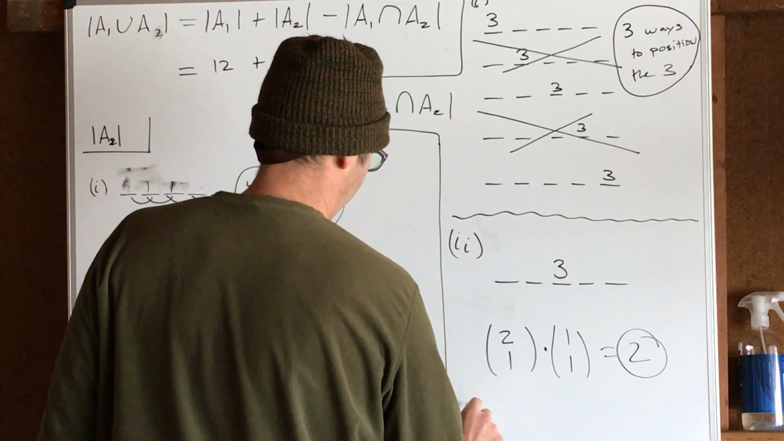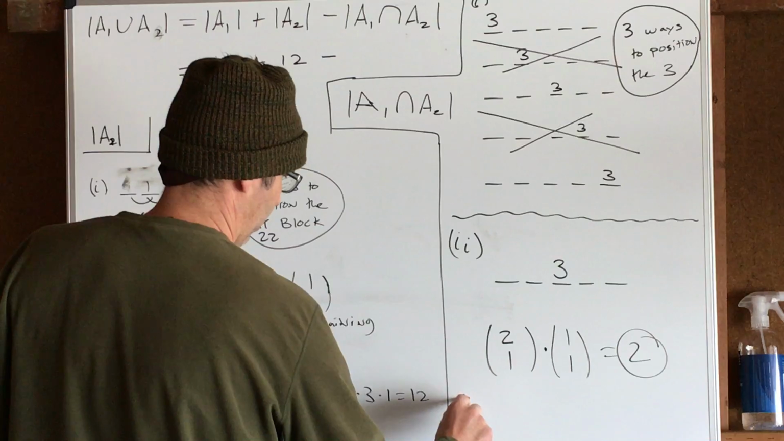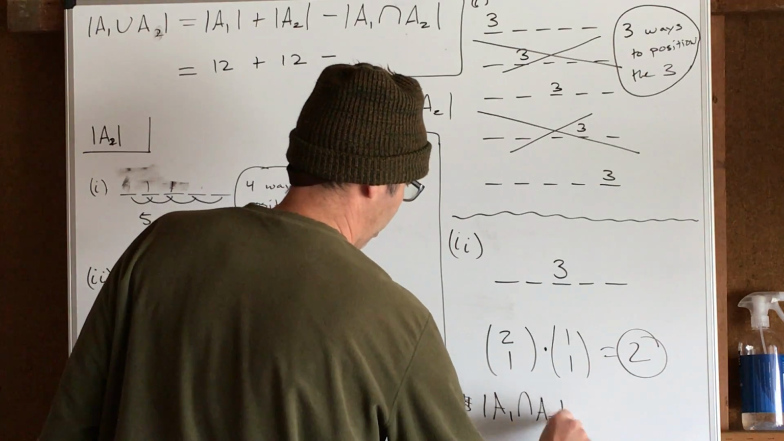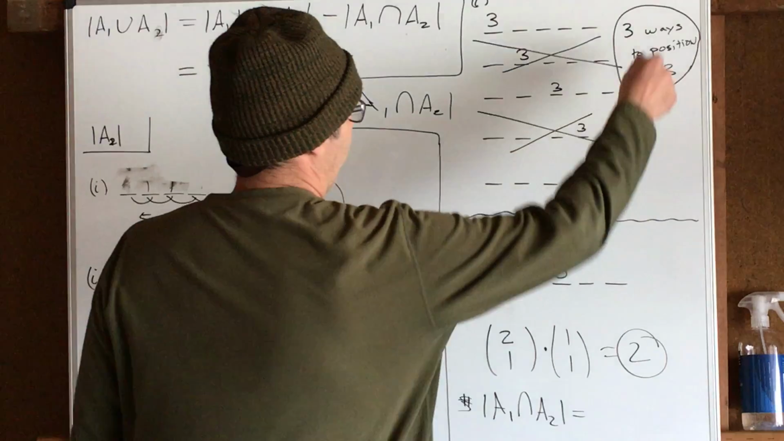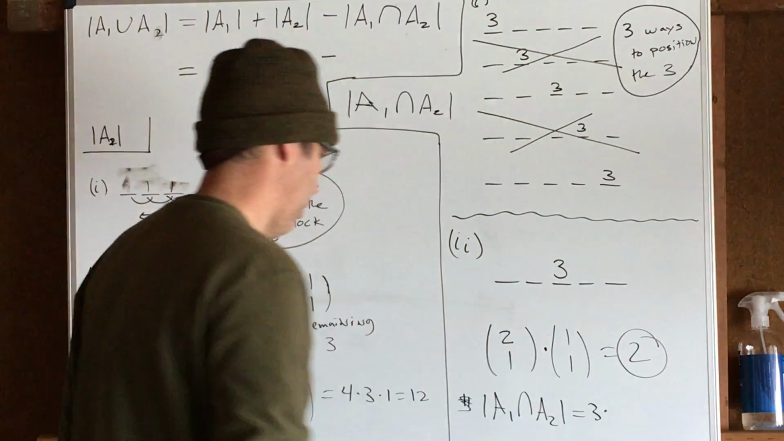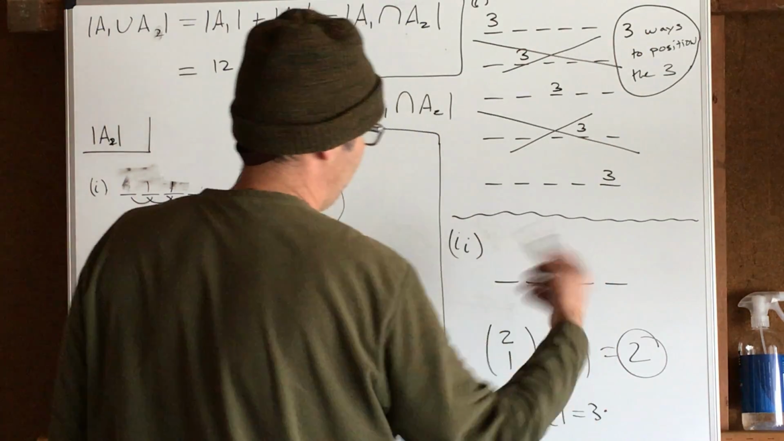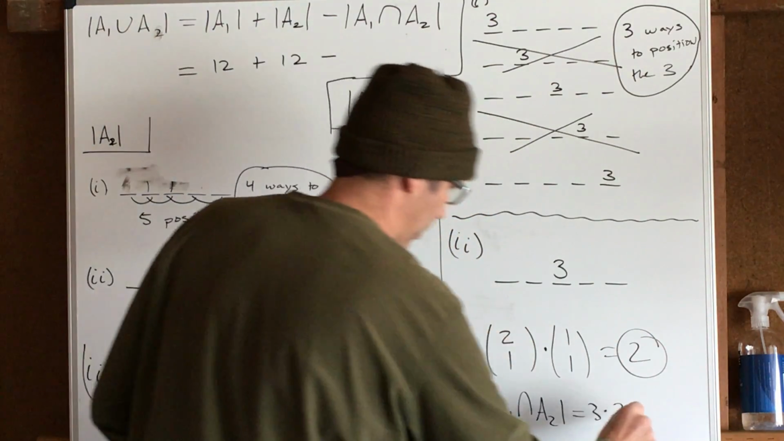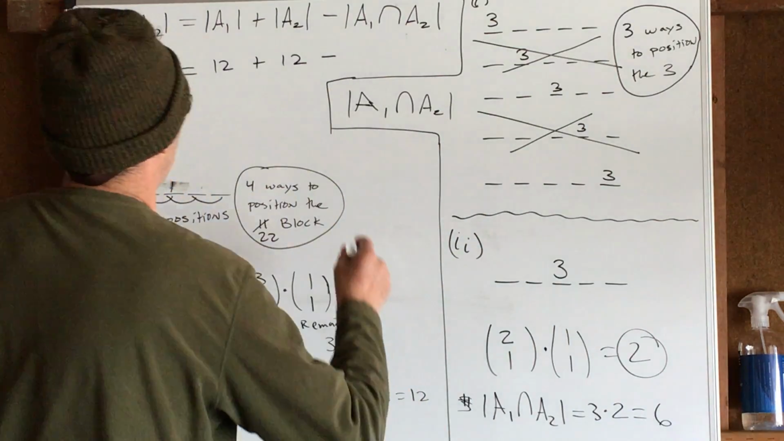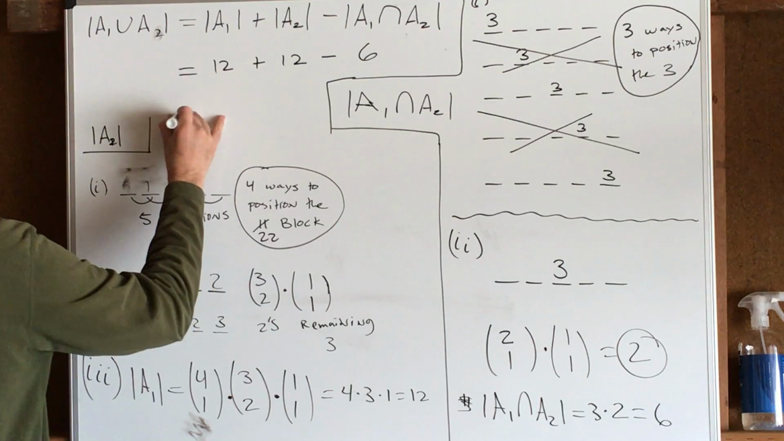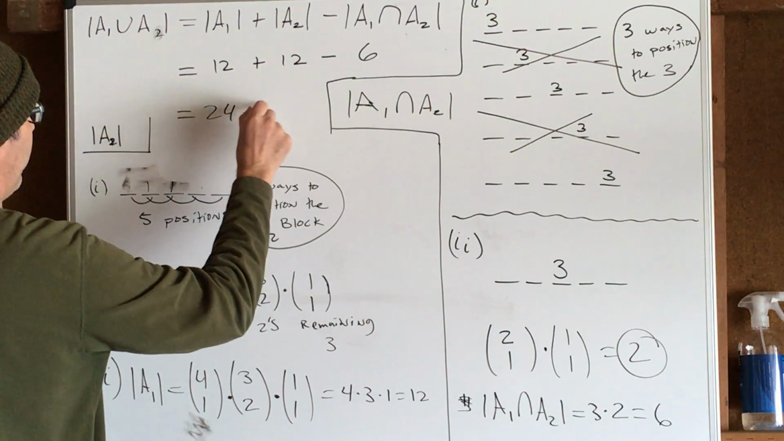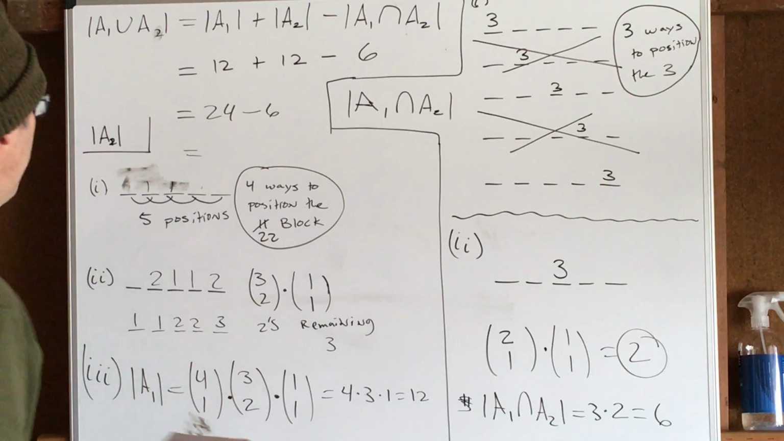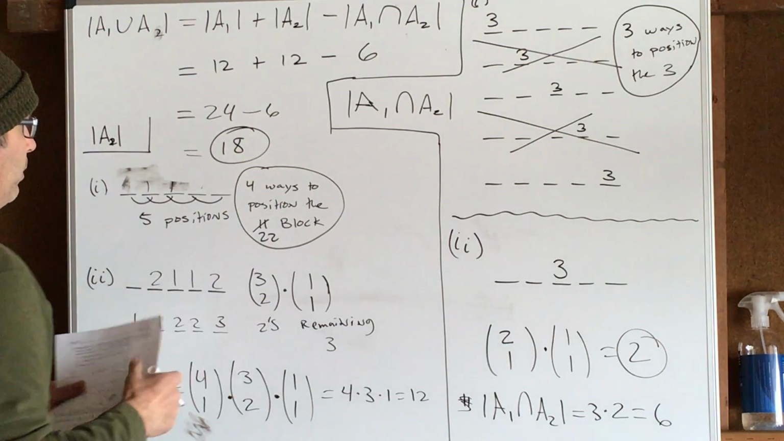Right, so then for that, the cardinality of A1 intersect A2 is you have 3 ways to position the 3. Once that's chosen, then there's 2 possible ways to put everything else, and so then you have 6. 12 plus 12 minus 6. So let's see, 24 minus 6. That's 18. 6, 12, 18, 24, so that's 18. All right.